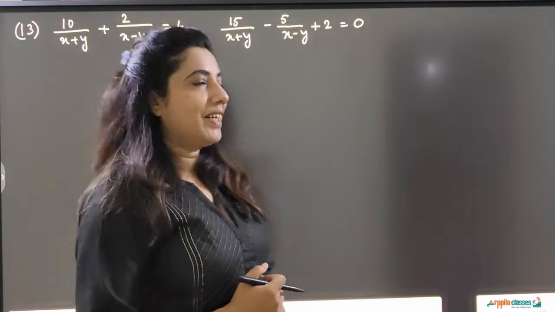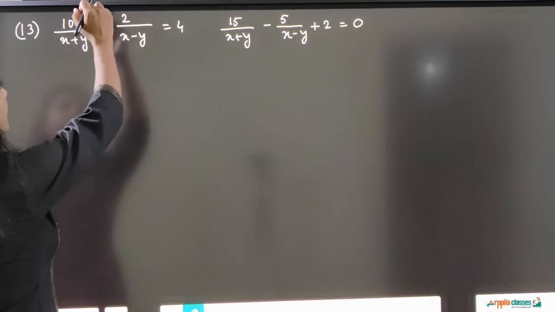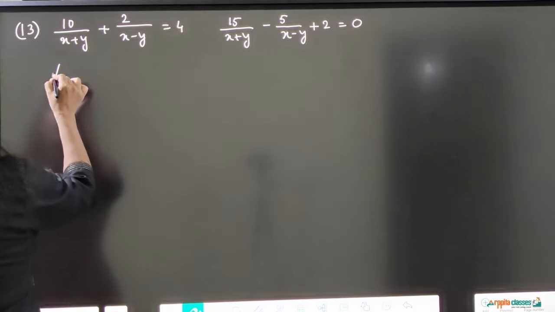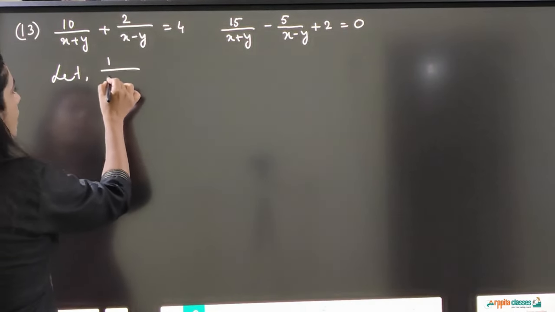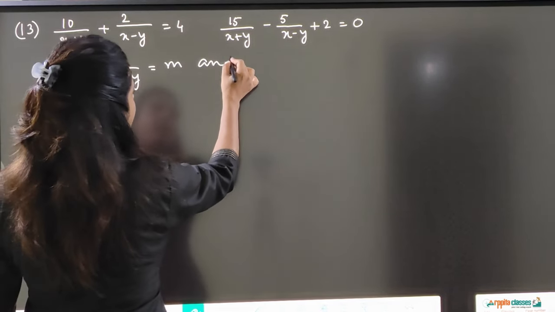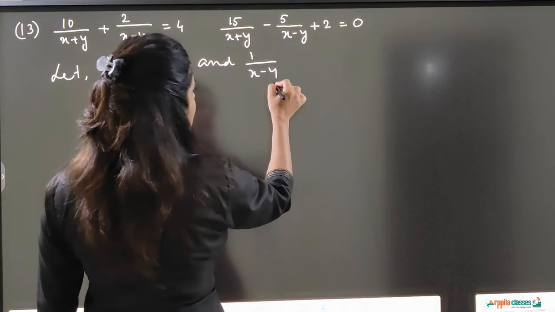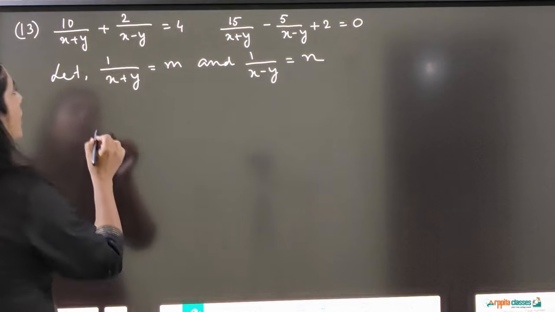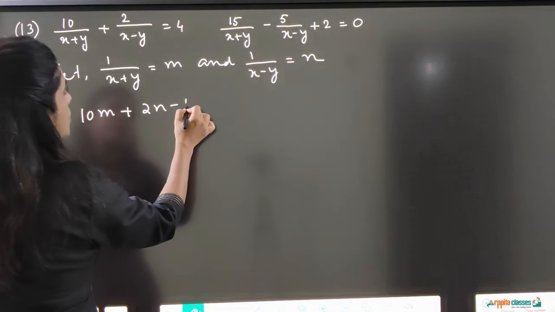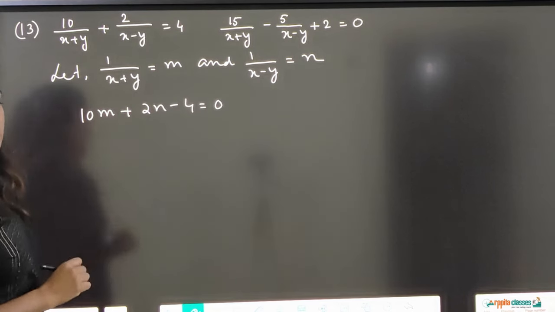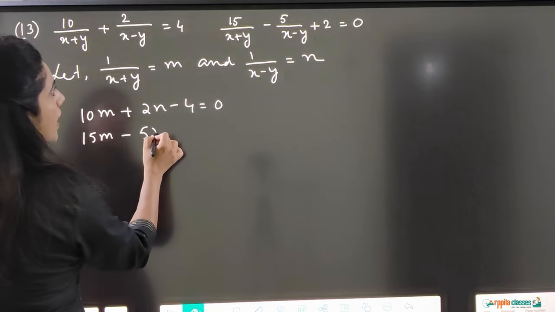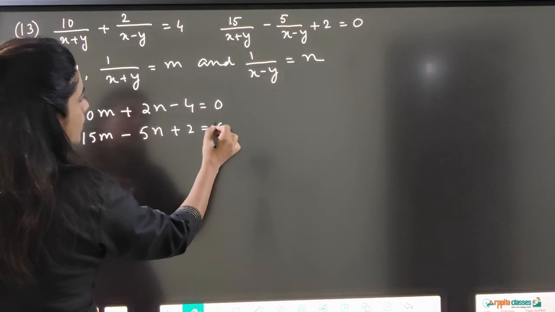So let us move on to the next question, question number 13. Here 10 upon x plus y plus 2 upon x minus y is equal to 4. We'll consider 1 upon x plus y as some other alphabet m, and 1 upon x minus y as something else, that's n. So here we get 10m plus 2n minus 4 equal to 0. I'll get 4 on this side. And the second equation is 15m minus 5n plus 2 equal to 0.